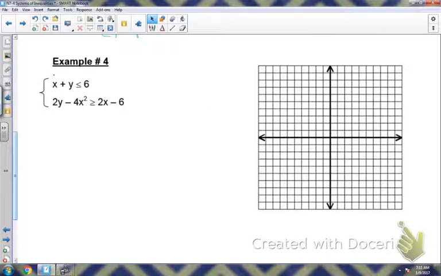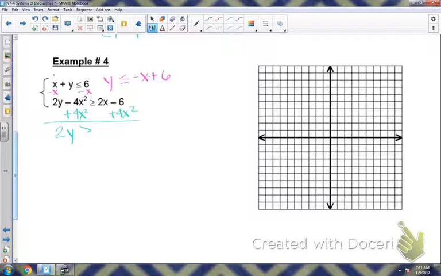Okay, last one. First one, we need to get y by itself in order to use the calculator and plug it in. So we're going to subtract x. So y is going to be less than or equal to -x plus 6. And then the next one, we're getting y by itself, so use a different color. Add 4x squared. Put it in standard form. So x squared first, then x, and then your constant. And then notice I still have a 2 in front of the y, so I need to divide everything by 2.